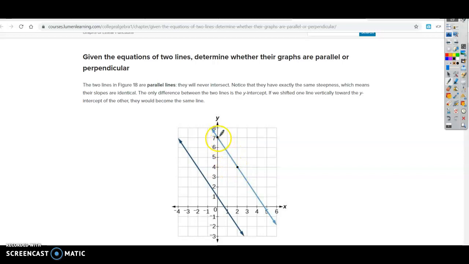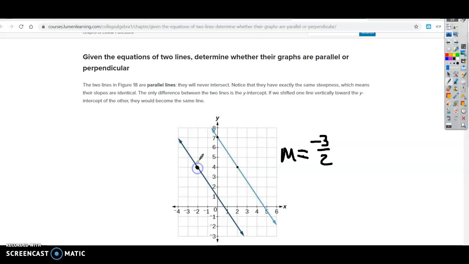So if I rise 1, 2, 3, negative 3, and from there I'm going to go over 2, so I'm going to go positive 2. So the slope of the first line is negative 3/2. Now we're looking at parallel lines, or perpendicular, this says, but we're trying to determine whether those look like parallel lines. Let's see if they are actually parallel lines.